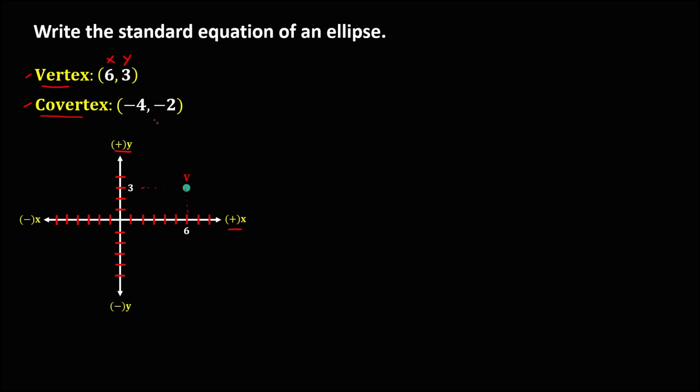Then for this co-vertex, x is negative 4, so this is negative 4 for x, y is negative 2, so this is negative 2 for y, then connect. So this is now the point for the co-vertex.